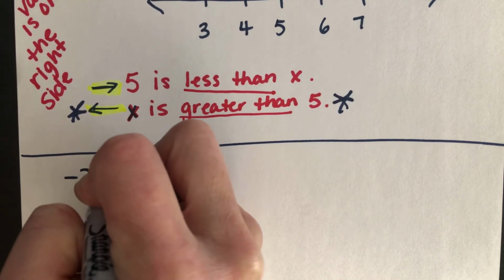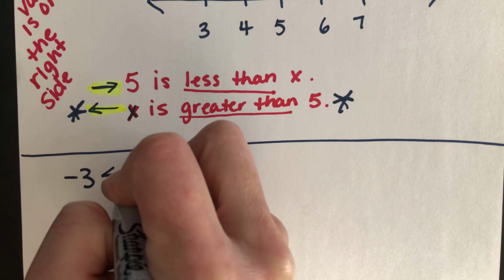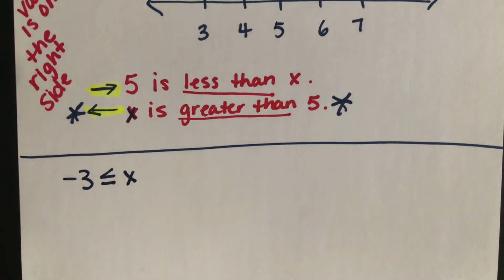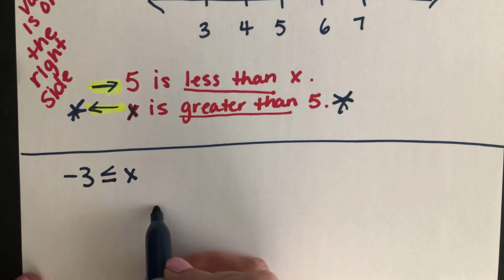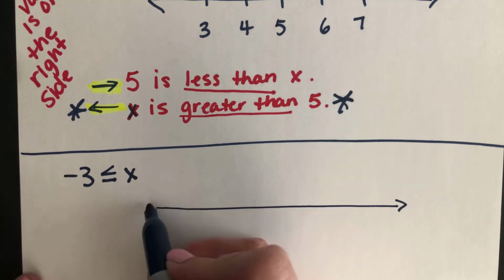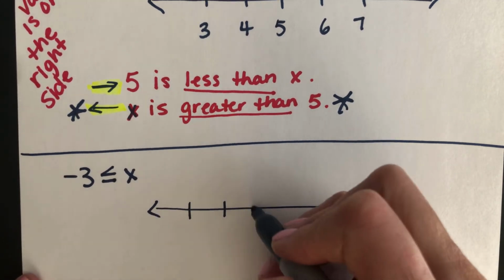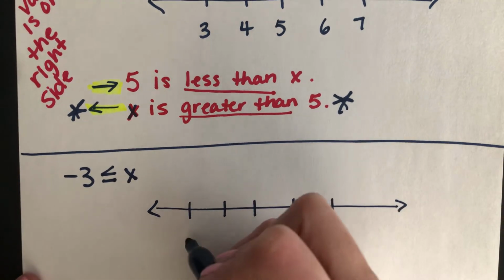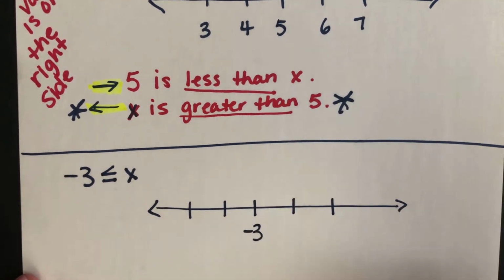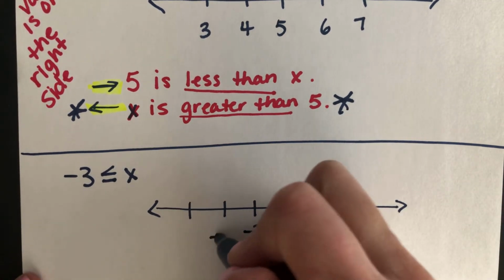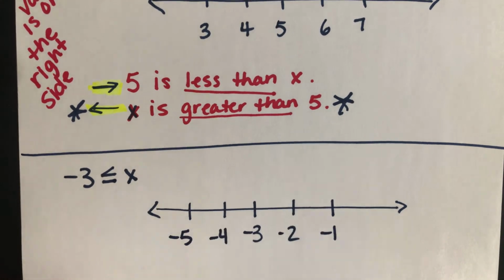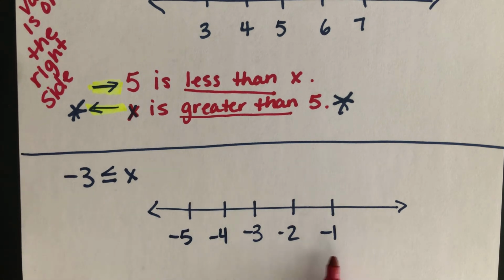-3 is less than or equal to x. So I'll put -3 in the middle because that's what I'm working with. So I'm going to go -2, -1, -4, -5. Remember, we're working with negatives, so as we move left and right, the numbers are a little different.